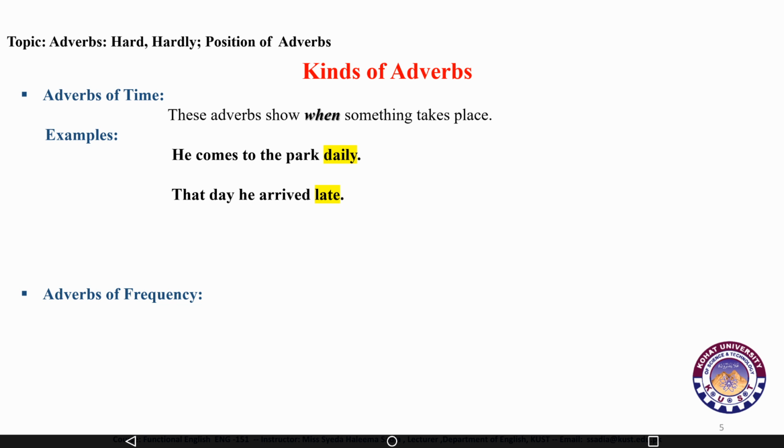That day he arrived late. So late is also a type of adverb of time. It comes in the category of adverb of time because it's telling when he arrived. When does he come to the park? How often does he come to the park? He comes to the park daily.